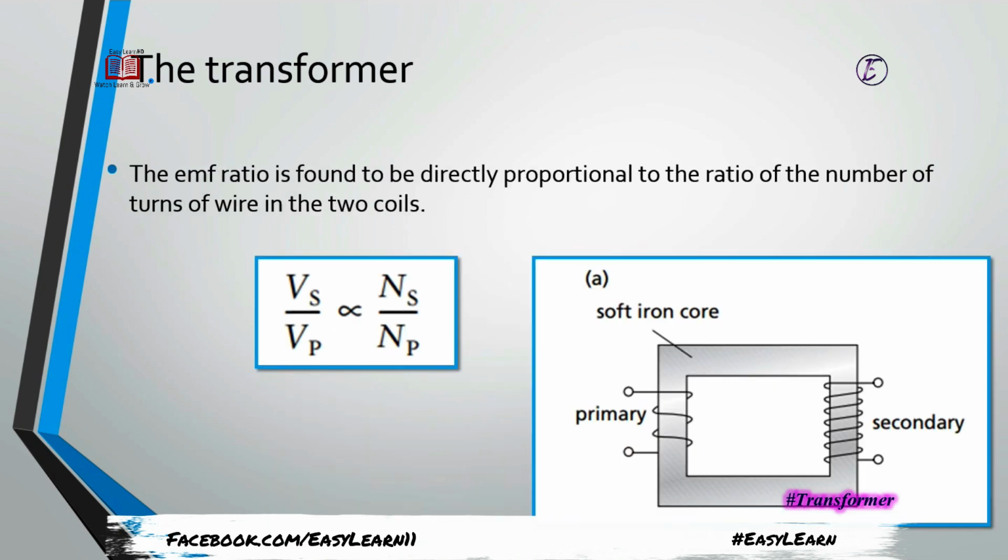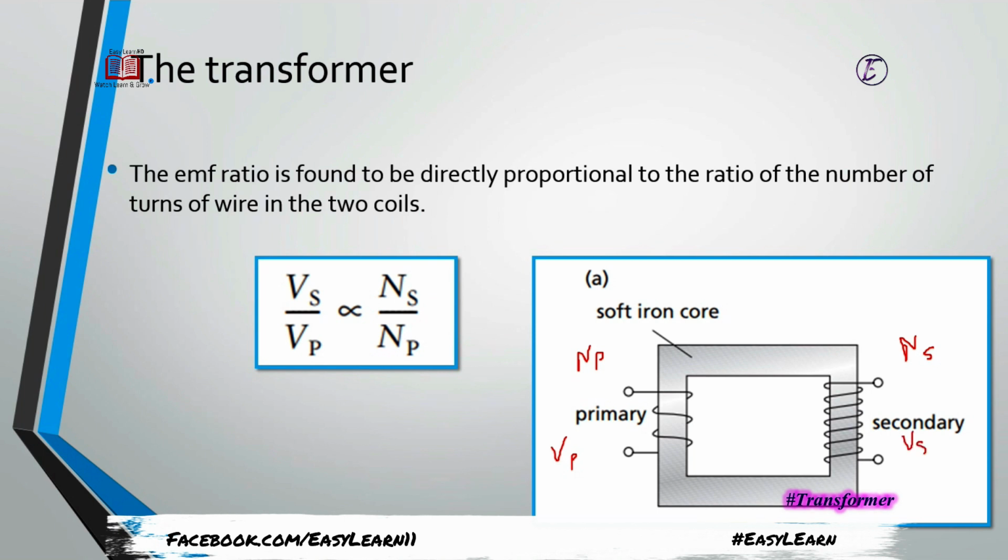So this is basically the main formula of the turn ratio. Ns over Np is directly proportional to Vs over Vp. Remember that. For remembering this formula, we can say that Ns means the number of turns of the secondary coil, and Np means the number of turns of the primary coil, and Vs and Vp are basically the induced electromotive force. Basically, what is electromotive force? It is actually voltage, so we can write it here as voltage, Vp and Vs.